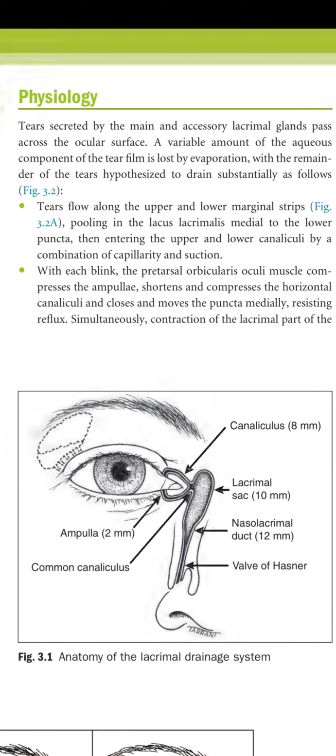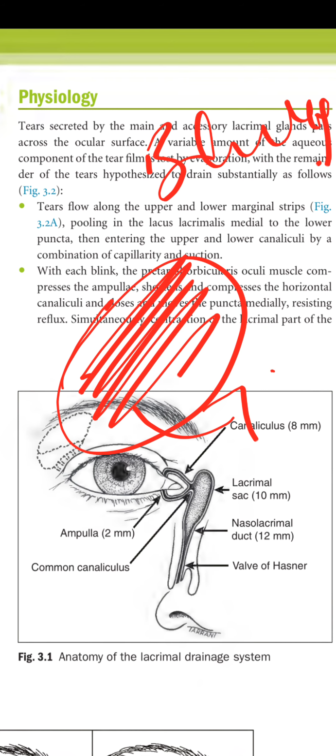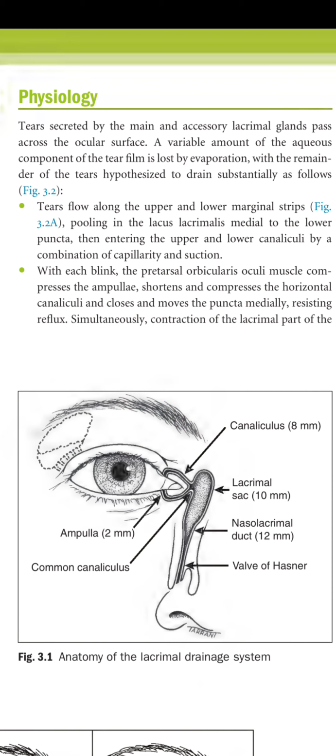Blinking has a very important role in making the tears drain, and it also keeps the whole eye covered with tear film, spreading the tear film. Tears flow along the upper and lower marginal strips, pooling in the lacus lacrimalis medial to the lower punctum, then entering the upper and lower canaliculi by a combination of capillary action and suction. With each blink, the pretarsal orbicularis oculi muscle compresses the ampullae, shortens and compresses the horizontal canaliculi, and closes and moves the puncta medially, resisting reflux.